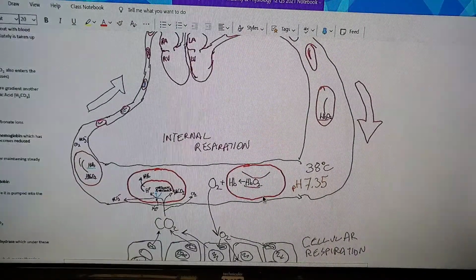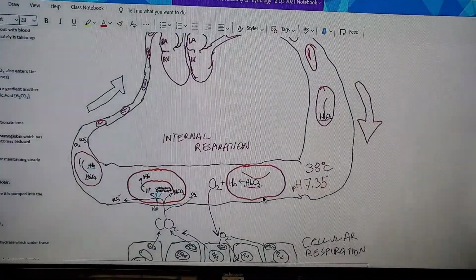Now, remember from all the way back in our enzyme unit, enzymes and proteins have an ideal pH that they work in and an ideal temperature that they work in. As the temperature changes and the pH changes, the shape of the protein or the enzyme, that tertiary shape, will change. And this is true for hemoglobin. Hemoglobin is very sensitive to pH and very sensitive to temperature.